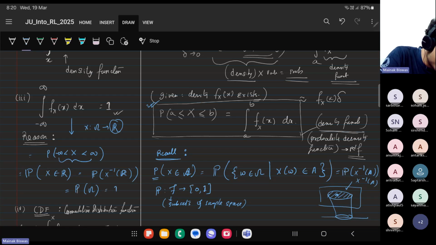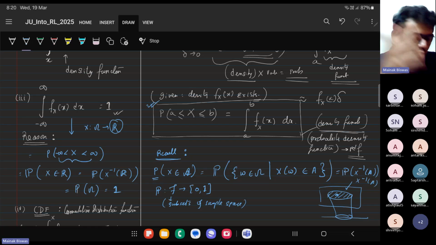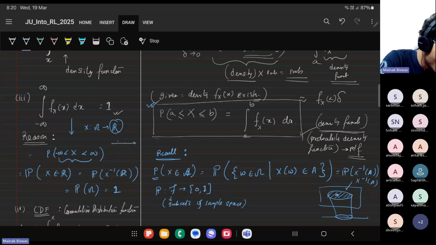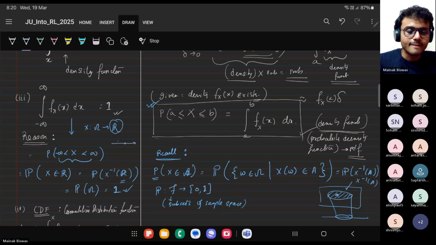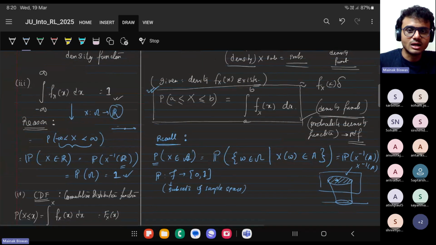So this is 1. So what I'm trying to say is, when we are taking this inverse, any value on the real number line would exist in this set. So if you take a pre-image, they will exist in the omega set. So this is why the integral from minus infinity to infinity of the PDF is 1. Right? So we understood the property of the PDF or the density function.